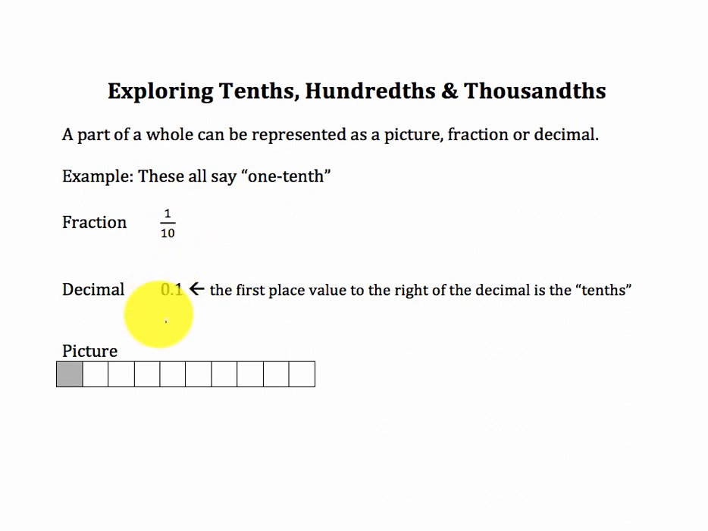As a decimal, 0.1, the 1 is in the first place value spot to the right of the decimal. That's the tenths column. And as a picture, 1 out of 10 equal parts is shaded in here.